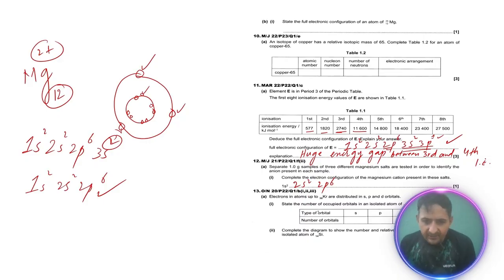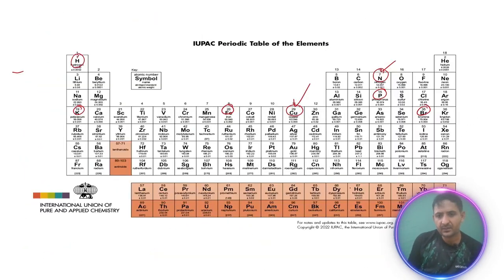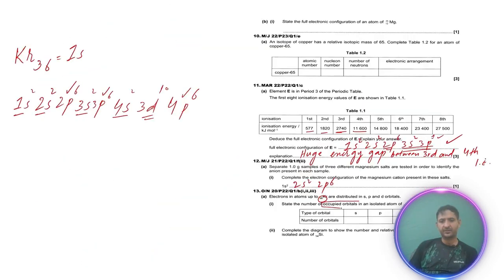Okay, electrons in the atoms. Here we have krypton, atomic number 36. Okay, the types of orbitals: how many S, P, and D orbitals are there? So let me check the atomic number again on the periodic table. Krypton is 36. Number of occupied orbitals: you can see 1s, 2s, 3s and 4s, so the number of S orbitals is 4. Okay, and now we will find the occupied p orbitals.